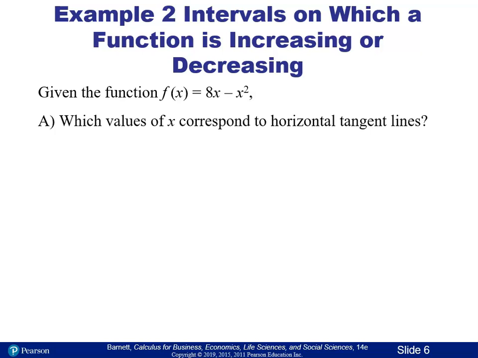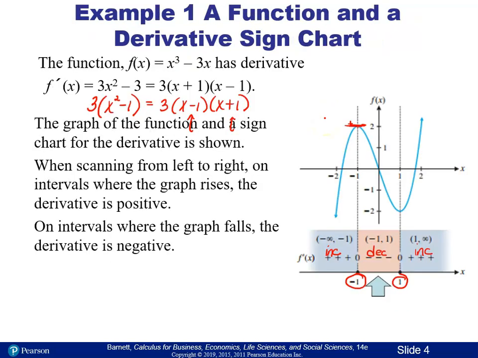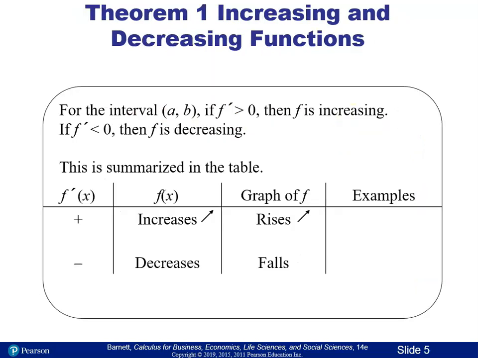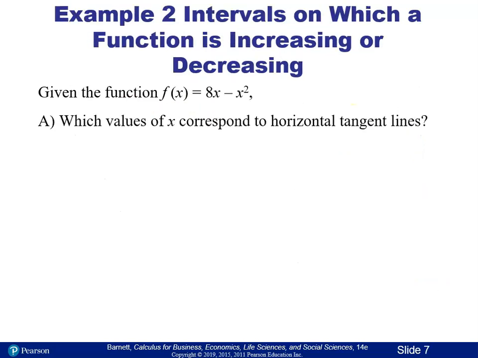Okay, so our first example that we're really going to do some work for is this function here, and we're asked to find the values of x that correspond to horizontal tangent lines. So going back for just a minute to our previous example, we said that at these places where the derivative is equal to 0 is where we have a horizontal tangent line. So that's what we need to find on this one, the places where our derivative is equal to 0.